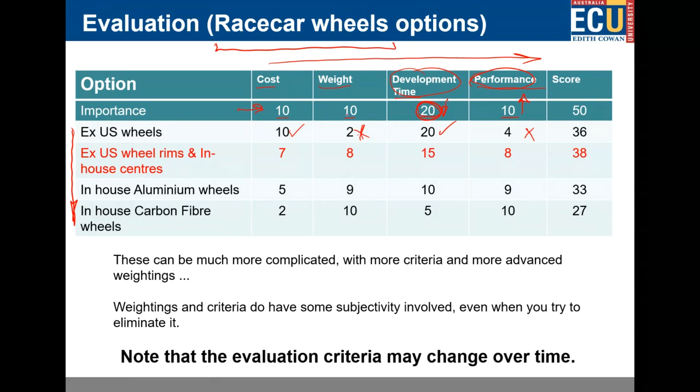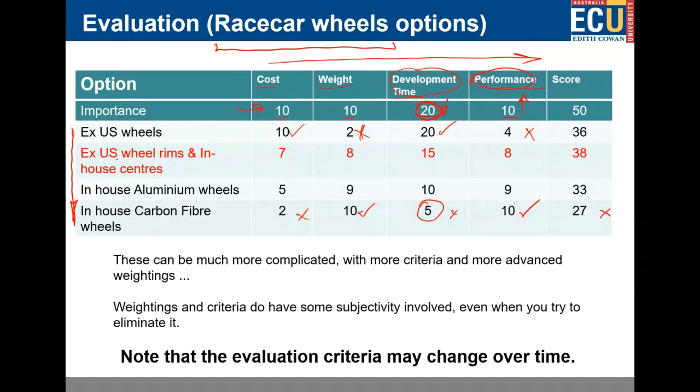Now, if you look at carbon fiber wheels, for weight, they get a perfect 10, okay, because they're light, and for performance, they get 10. However, for development time, they only score 5. It will take a long time for us to develop these. And cost are very expensive as well. So you actually see that the carbon fiber wheels, you think race car, oh yeah, carbon fiber, it's got to be good. Well, actually for us, our application, these actually are the worst solution.